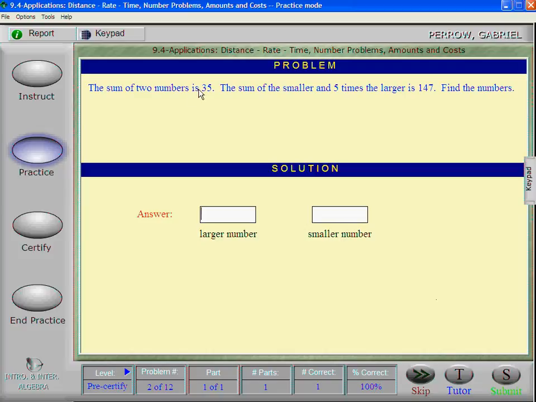And then from there, try to construct two equations that use that information. So the sum of two numbers is 35. Right off, I know x plus y equals 35 is going to make sense, because those two numbers added together give me 35. And it says, a little more complicated here, the sum of the smaller and 5 times the larger is 147. But still, if we're calling the smaller number x, and the larger number y, then we could say x plus 5 times y equals 147. And then we just got to solve it out.